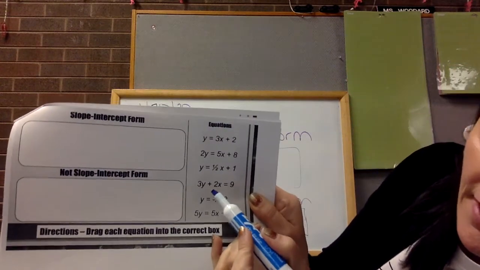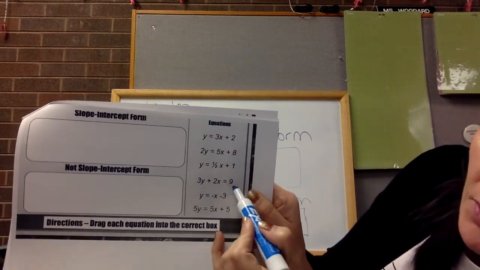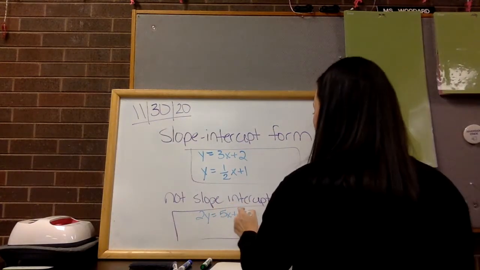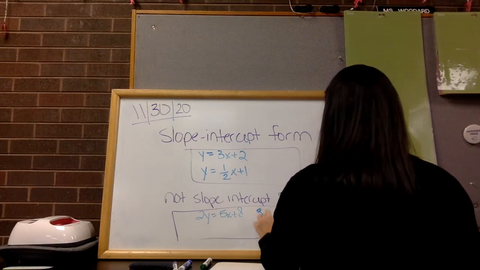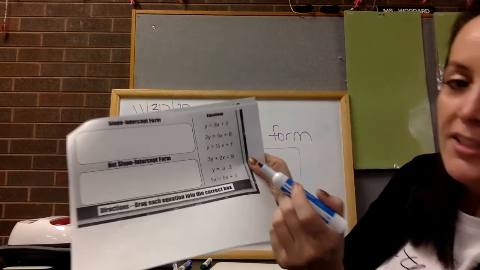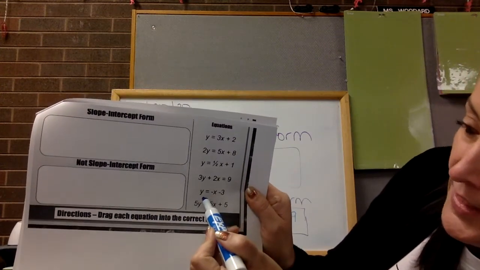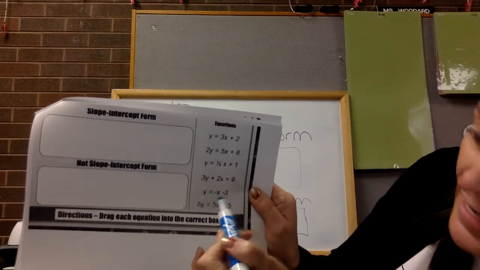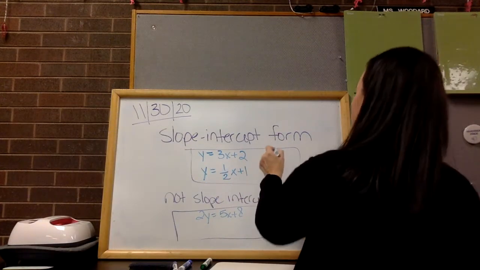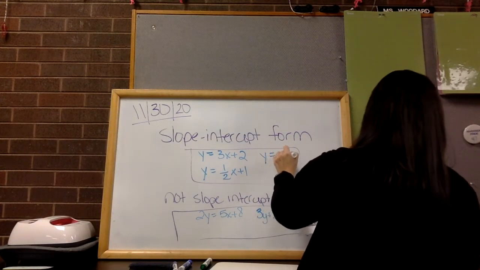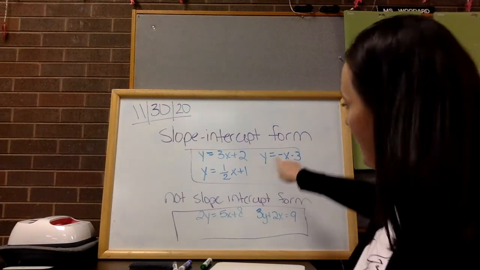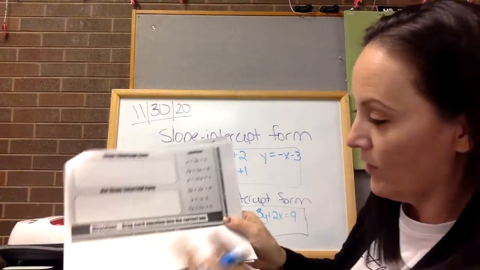My next one, 3y plus 2x equals 9. This is not solved for y. Since it is not solved for y, that is not going to work. So 3y plus 2x equals 9 is going to come down into not slope-intercept form. This one says y equals negative x minus 3. It is solved for y. Since it says y equals, it is going to come up here. And just remember that this one just has a -1 slope. That's okay. We don't write the 1, but it can be a -1 slope.